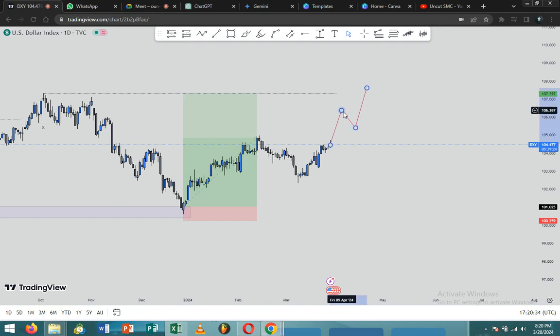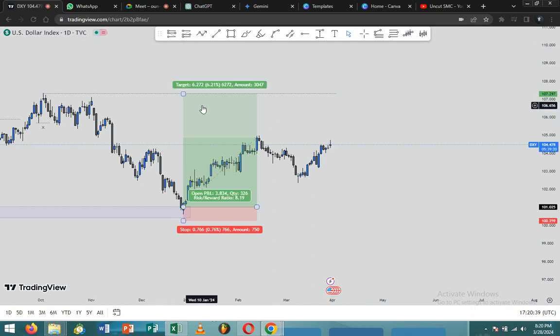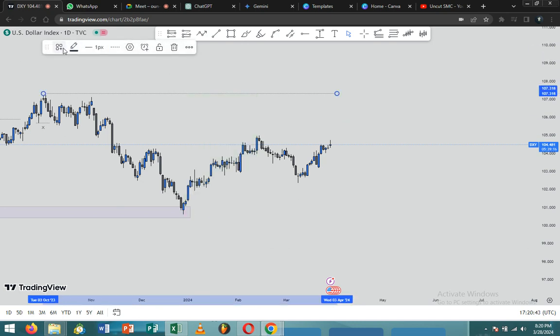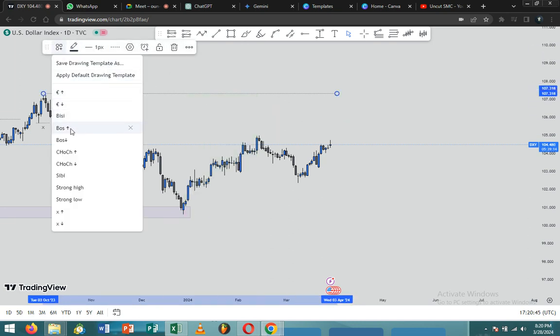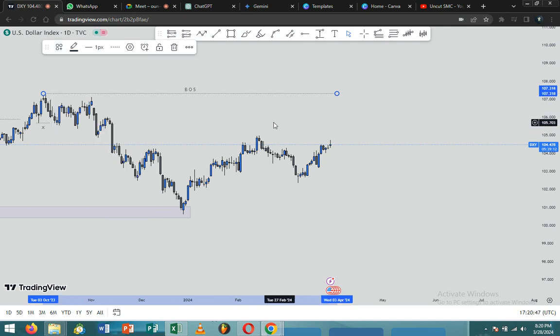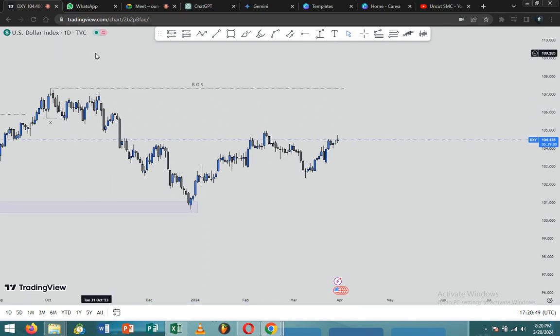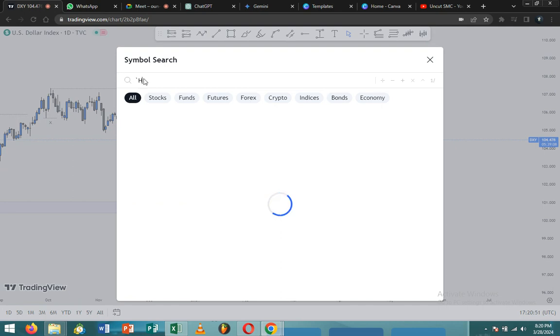So let's head over to the 1 hour. We try to see what is taking place. Otherwise, we're expecting the dollar to be crossing that area as a break of structure. So let's head over to the 1 hour. Let's see.